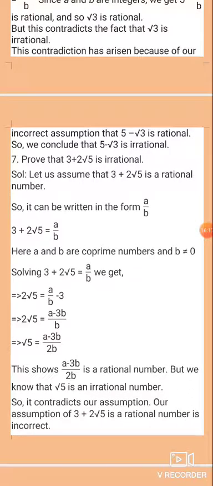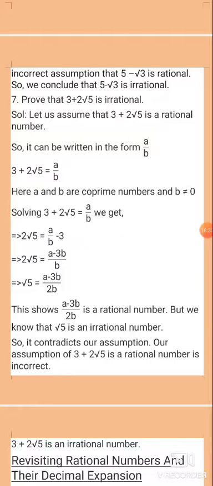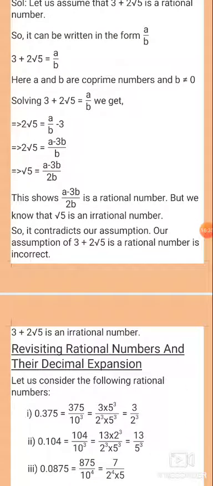Now this shows that minus 3b by 2b is a rational number. But we know that root 5 is an irrational number. So it contradicts our assumption. Our assumption that 3 plus 2 root 5 is a rational number is incorrect. So we can conclude that 3 plus 2 root 5 is an irrational number.